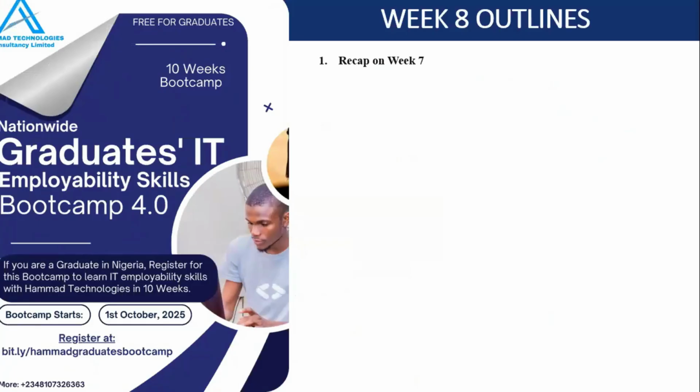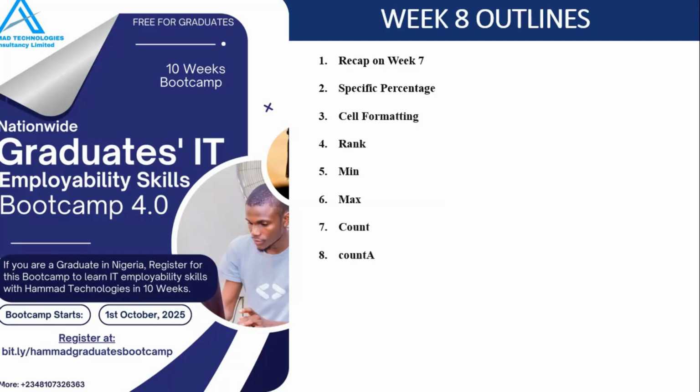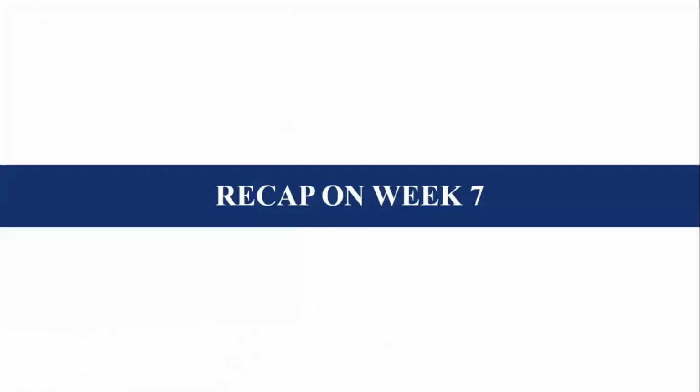We are going to have a small recap on week 7. Then from there, we'll move to specific percentage. We'll discuss on specific percentage, cell formatting, rank, mean, max, count, count A, and count blank. So all these are what we are going to cover for today. Some are functions in Microsoft Excel, while some are just tricks. So then from there, we'll move to question and answer, then conclusion, and finally call it a day.